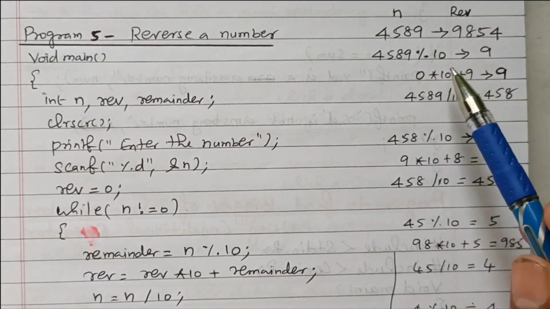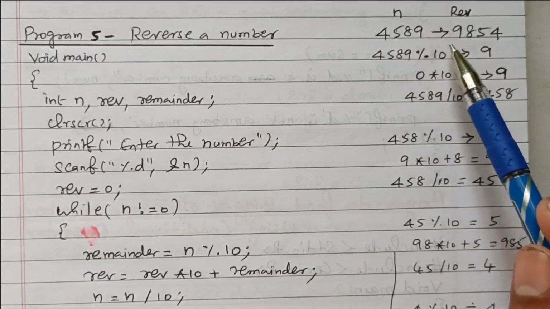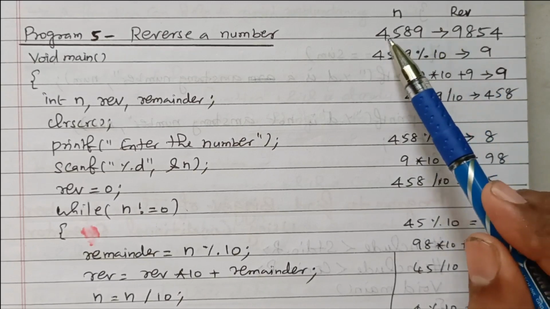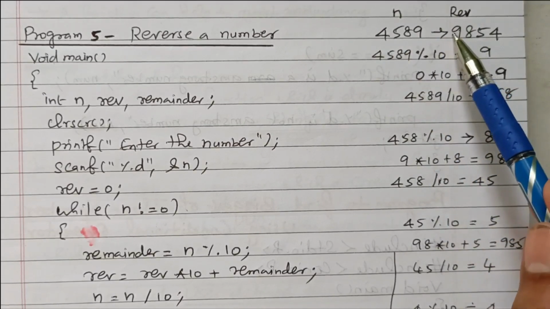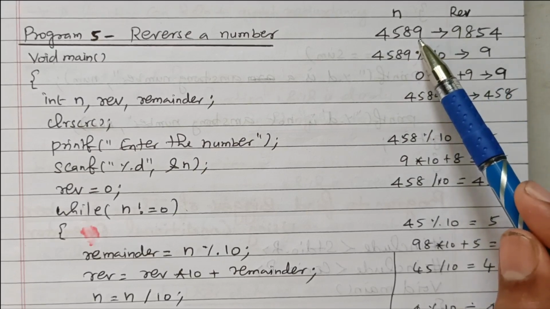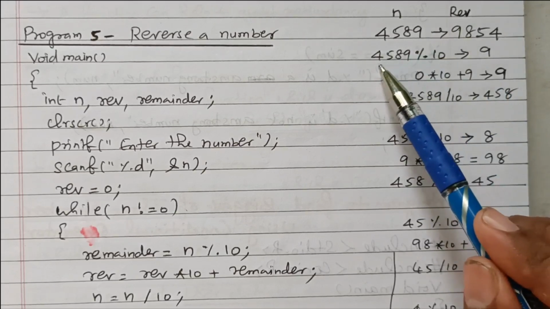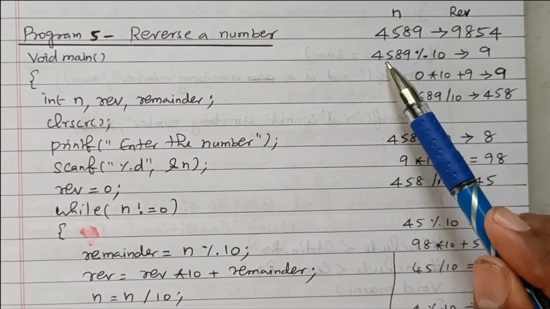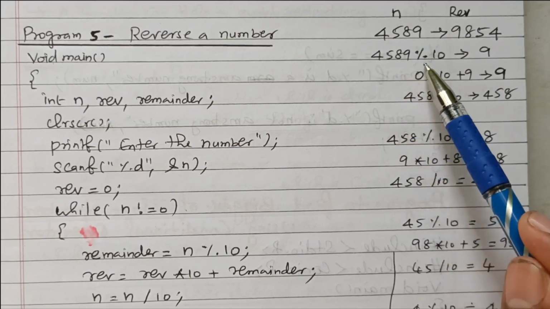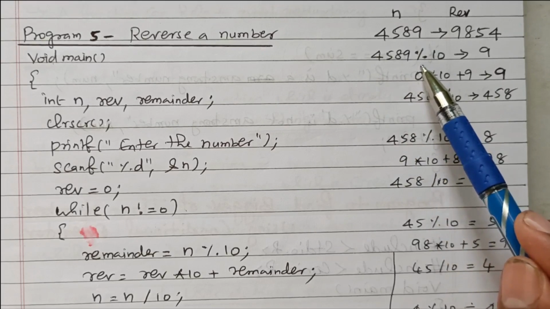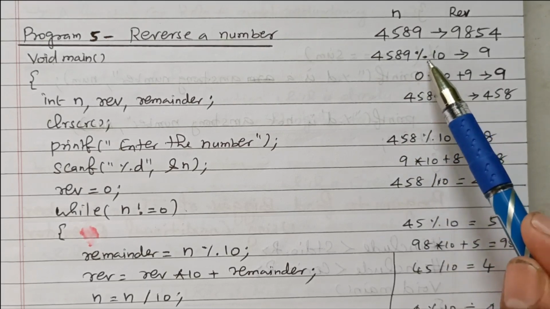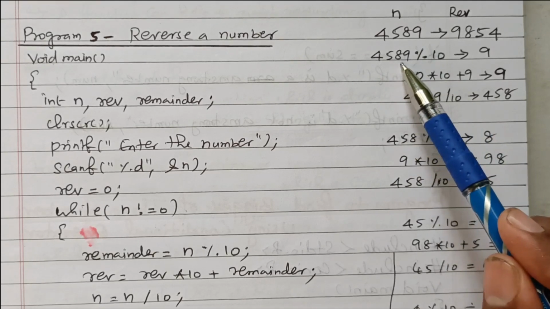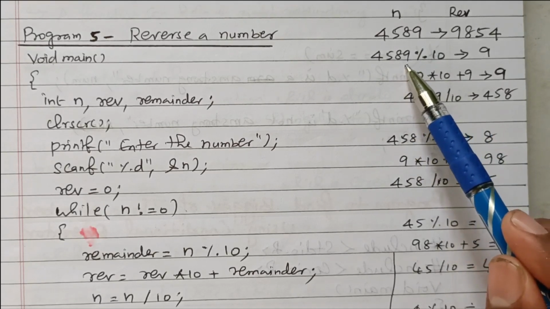This is the program. Then how to reverse this? First, 4589 has to become 9854, so we need the number 9, the last digit. How do we extract the last digit from the given number 4589? By using modulo division. Modulo division gives the remainder. So when it is divided by 10, it gives the remainder, so that we can get the last digit.